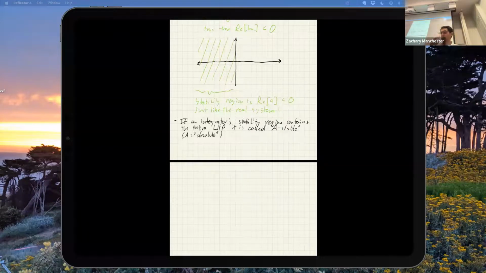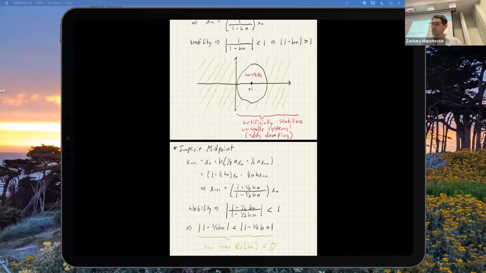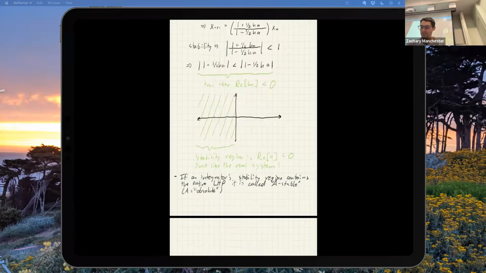So this is just saying that if I give it a system that's stable in continuous time, the discretized version will be stable, right? That's what this says. So this guy's obviously A-stable. This guy, the implicit Euler, is also A-stable, right? So it includes the whole left half plane. It doesn't really say anything about what else it might do. So that A-stable thing, you'll see a lot of that.